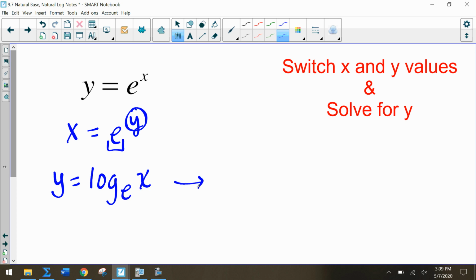But mathematically, we don't say log base e, we say ln of x, the natural log.